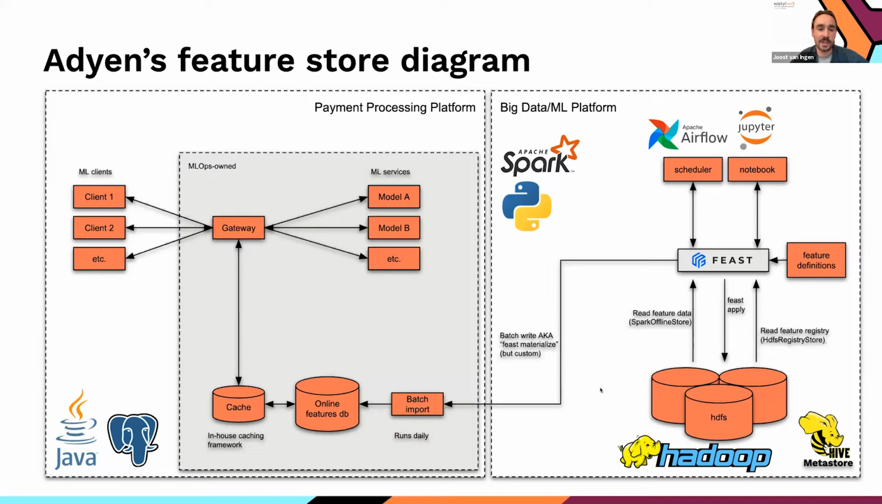So on the left side, you see the real-time payment processing platform with the online feature store. You can see there everything is based on Java and Postgres, and we built a very custom solution. So this is definitely a part where we see some future improvements, and also something that Adyen is still working on. I think that the rest of the presentation will focus mainly on the right side and the component called the Spark offline store. So Thijs?